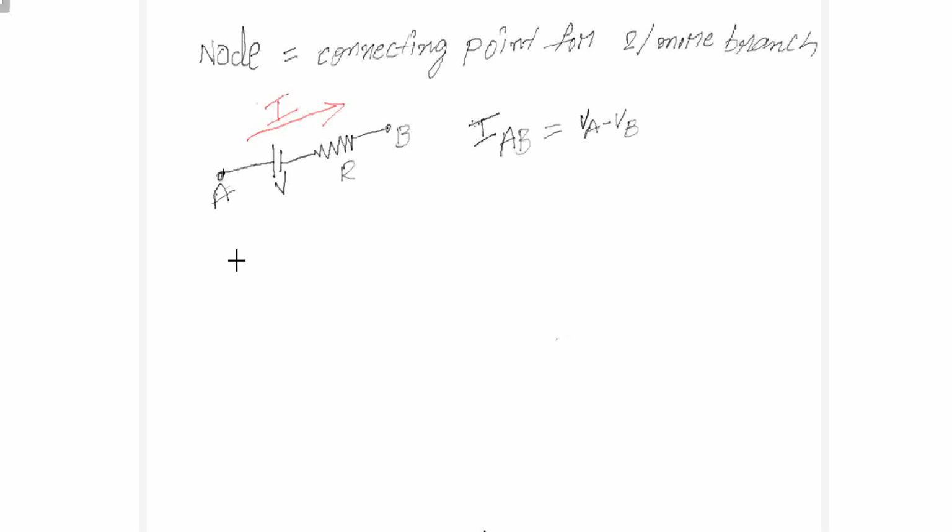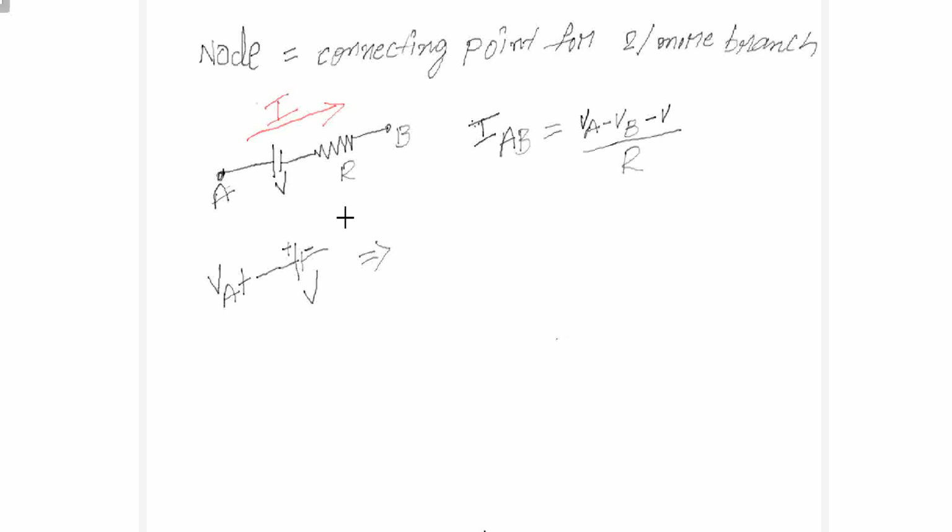Plus V, minus V. So now tell me, if this VA is positive, let us connect it to this V. Then what will be the equivalent? VA is positive, higher potential, and for this V, this is positive and this is negative. So VA minus V, because positive is connected to positive. So VA minus VB minus V by R.